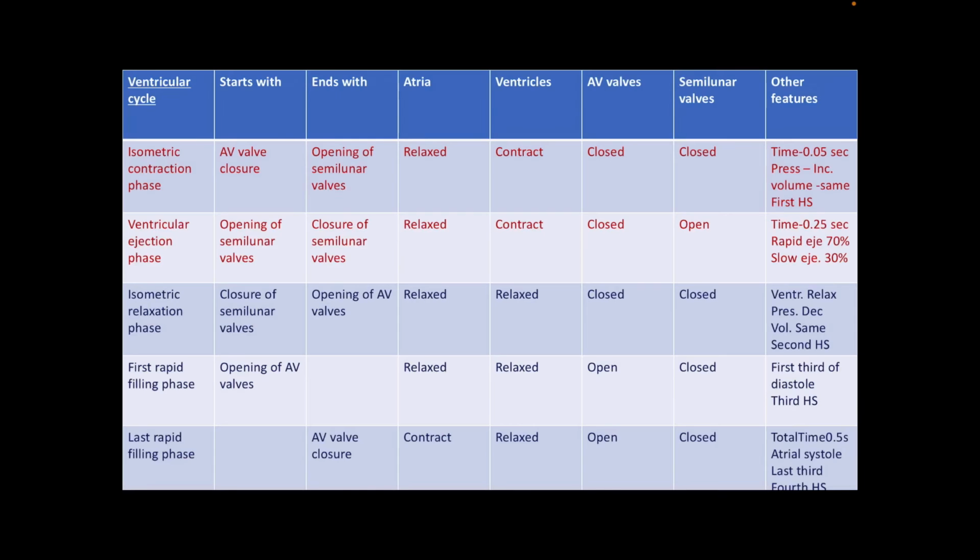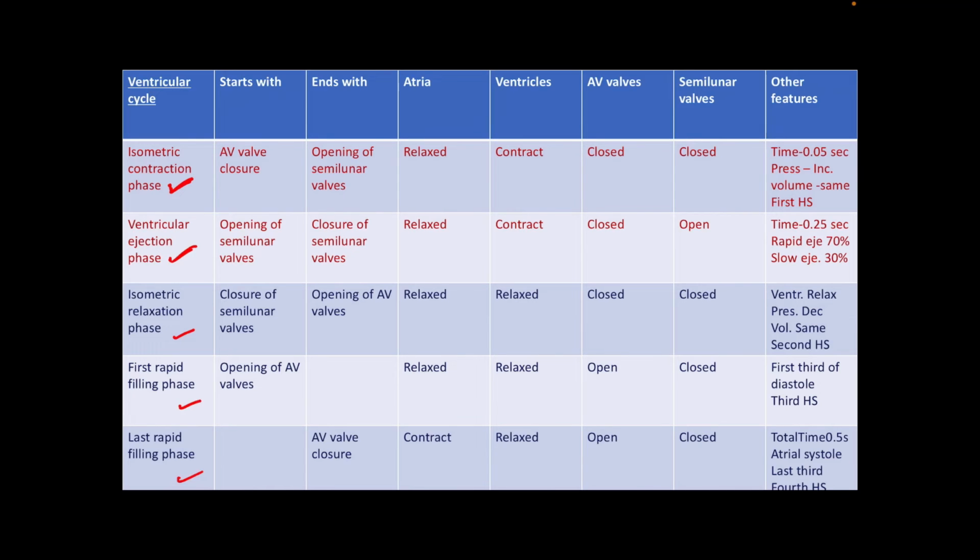Okay, now I have prepared one table where I have tried to put all the major points of these ventricular events at one place. So we will see this table. So ventricular cycle, the first one, isovolumetric contraction phase. The red colored two phases are the contraction phase, that is the ventricular systole, and the blue colored are the relaxation or diastole phases.